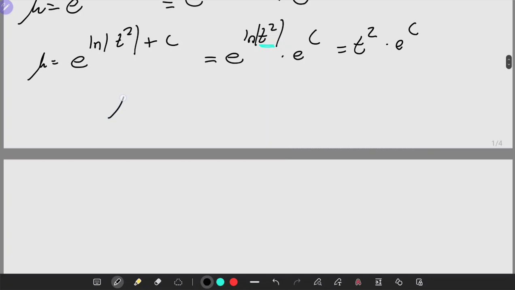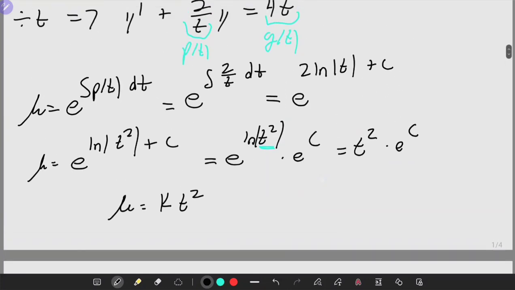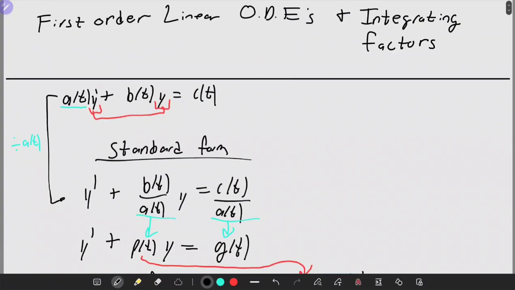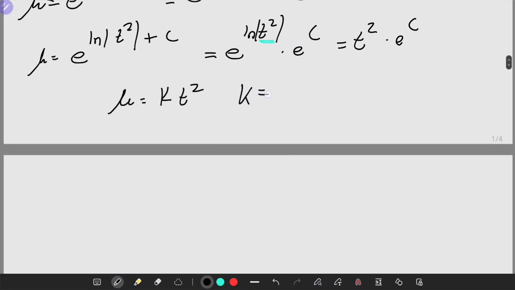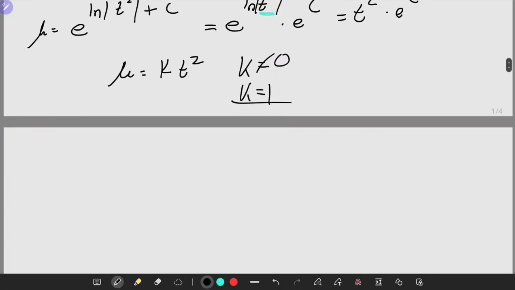Now we can rewrite e to the c as a new constant k times t squared. Now for integrating factors, for first order linear ordinary differential equations in general, the constant here has to be non-zero. So it could be any non-zero, so we can call it 1. So now this tells us that our integrating factor is t squared.